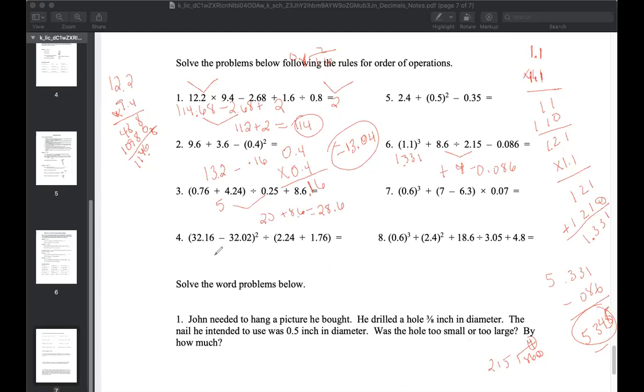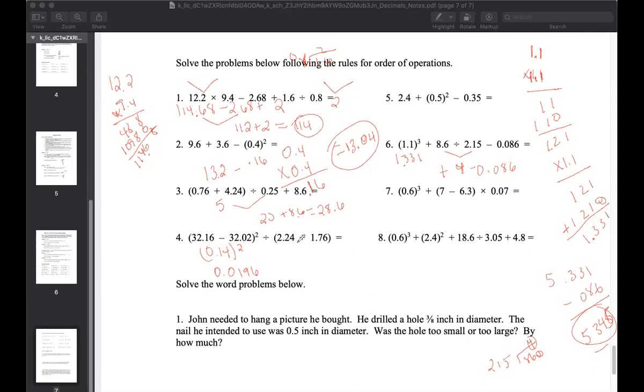The result is... the first thing is I do 32.60 minus 32.002. I got 0.40. Very good. And then the square of 0.14 is 0.0196. Very good.